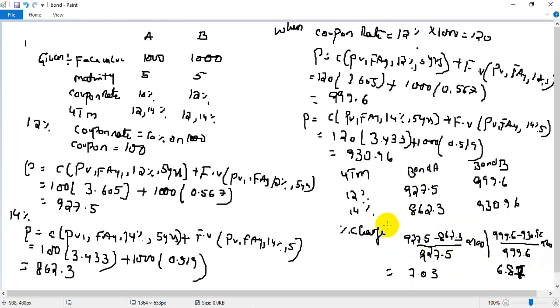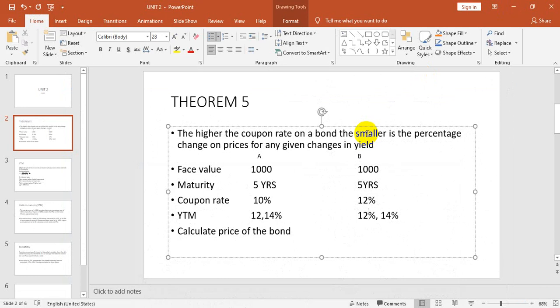So basically what you do over here is, for percentage change, you take the base. We have already done something similar in theorem 4. If you just check out the previous one, and I want you all to maintain notes. Okay, so just continue in your notes as such. So over here also, when the coupon rate is increasing from 10 to 12, with YTM changing by twice, your percentage change is small, 7.03 to 6.87. I hope it is clear to all of you. So let's move on to the next one now.